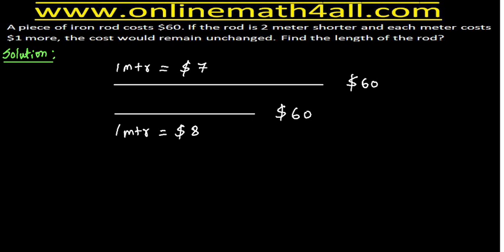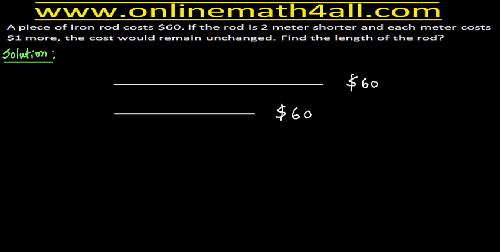So if the cost of 1 meter of the original rod is $7, the cost of 1 meter of the rod 2 meters shorter will be $8 because it is $1 more. So that is the information they have given, but we do not know whether the cost of 1 meter is $7, $8, something like that. Just one example to give you a clear understanding, I just assumed $7 for 1 meter.